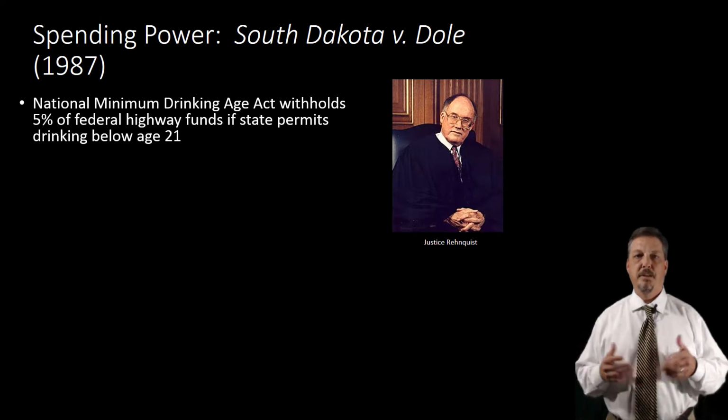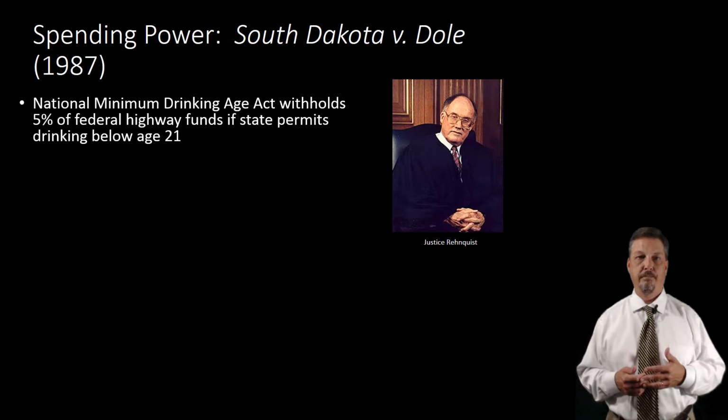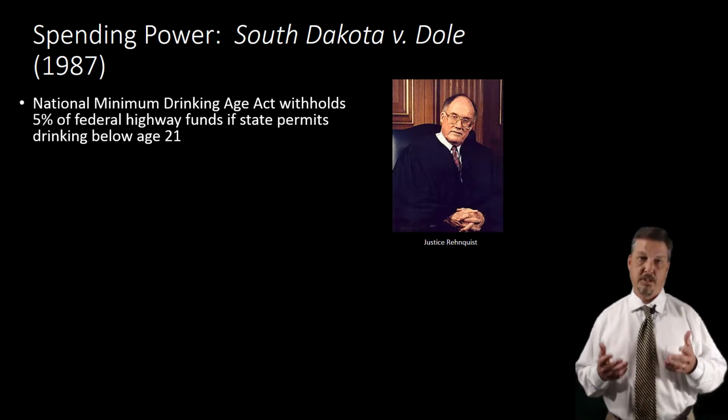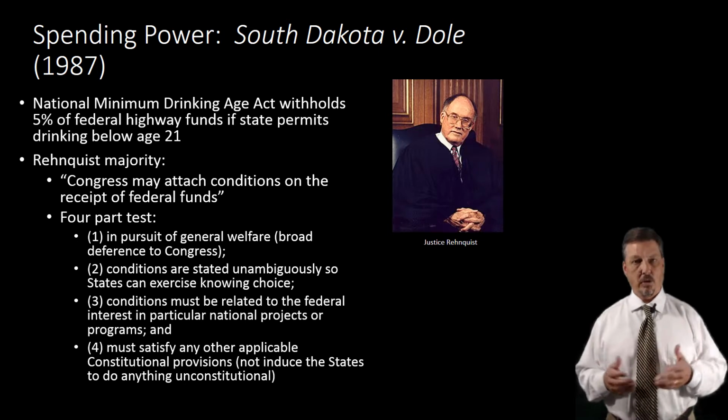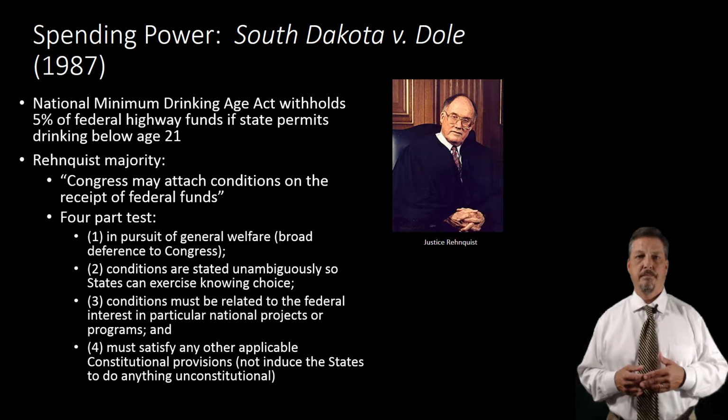The federal government runs a variety of programs that provide aid to local road construction and maintenance. The National Minimum Drinking Age Act stated that 5% of federal highway funds would be withheld from any state that permits a drinking age below 21. South Dakota challenged this provision as an impermissible effort to control a matter traditionally within the state police power. The court ultimately rejected this challenge.